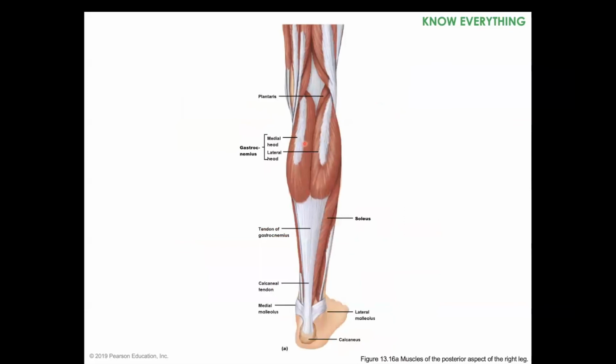And then here we can see the gastroc and soleus again. So the gastrocnemius has two heads, the medial and lateral head. And then your tendon of the gastrocnemius, which is also your calcaneal tendon, which is what you know as your Achilles heel. And then beneath that again is the soleus.